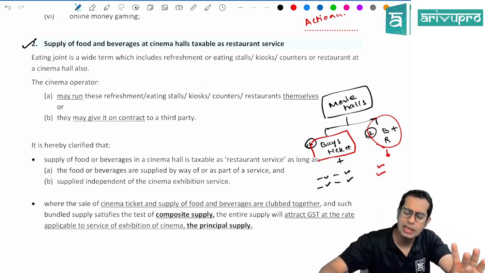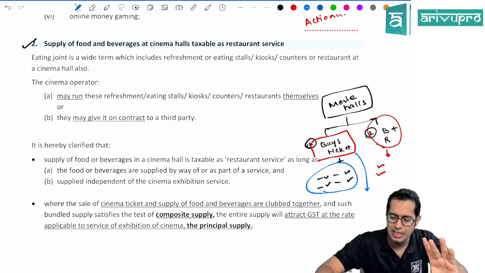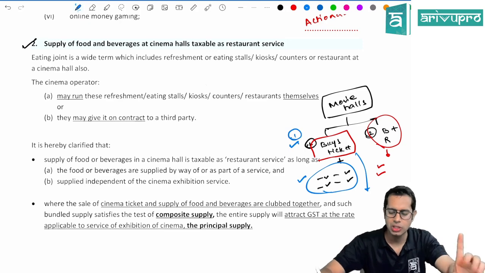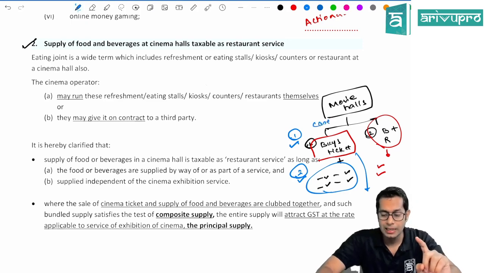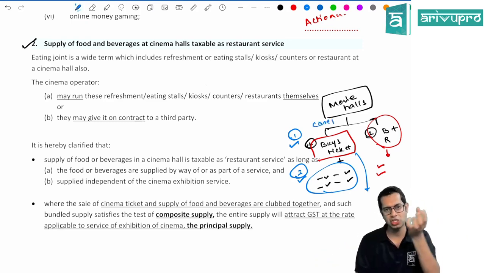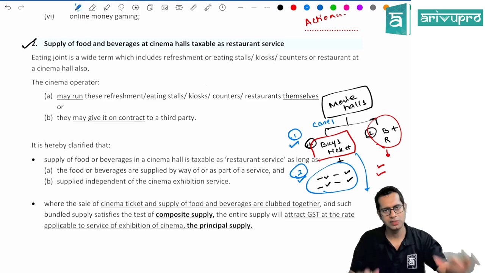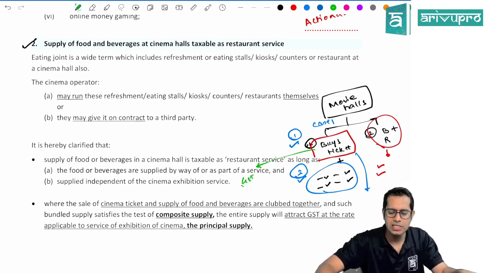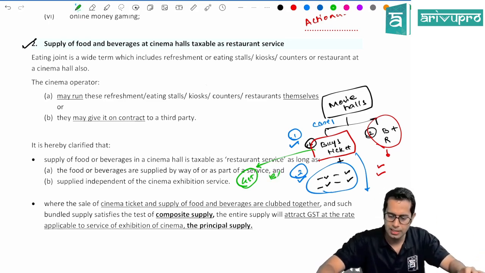What are the lawmakers telling? In case number one, see, there are two separate transactions. This is an independent supply and this is another independent supply. Transaction number one is purchase of the movie ticket, and transaction number two is eating food from the restaurants which are there in the cinema halls. So in this case, for the movie ticket, you apply the GST rate of the movie ticket, whatever GST rate is applicable for that, that is 18%.